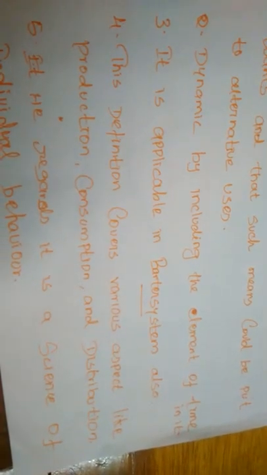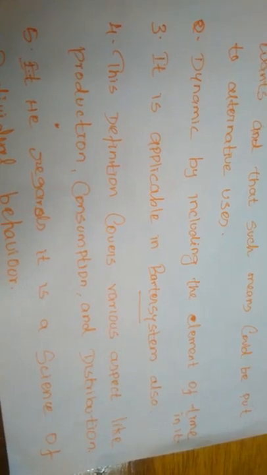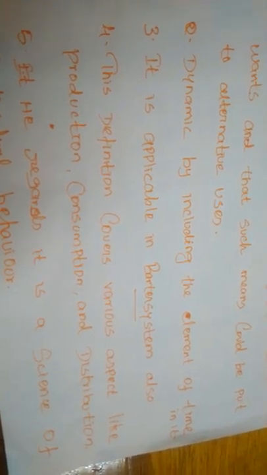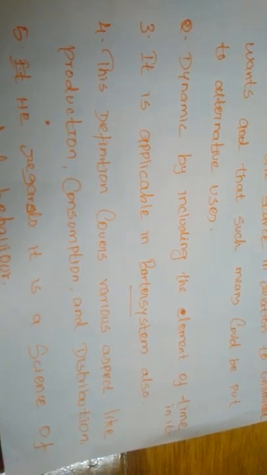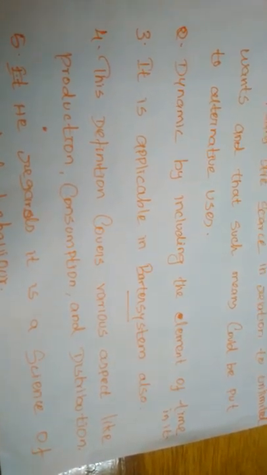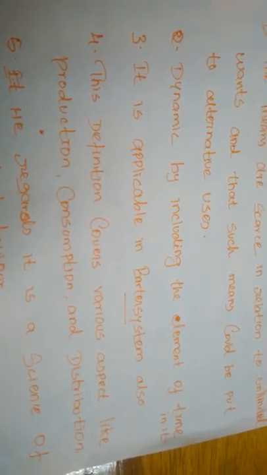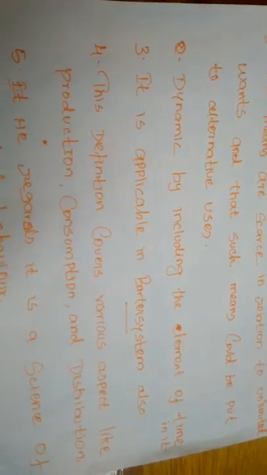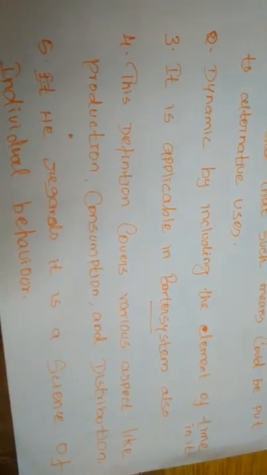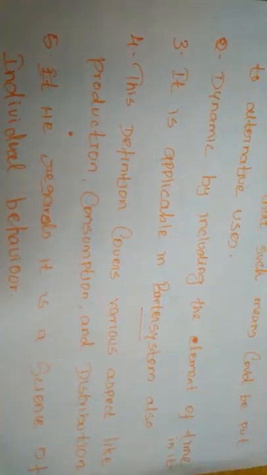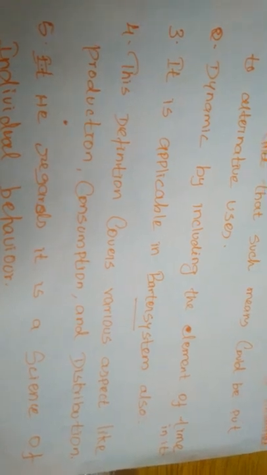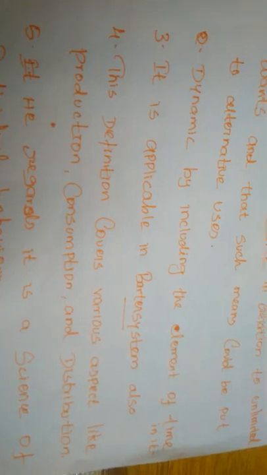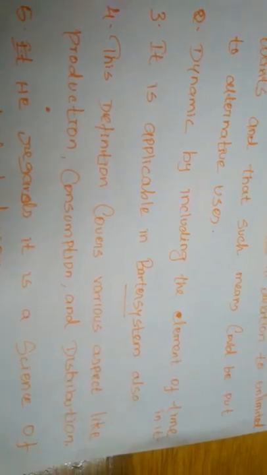And not only that, this definition covers various aspects of production, consumption, and distribution. But the last definition, the Robbins definition, does not cover this aspect. This aspect consists of macroeconomics. If you are considering production only, it will be considered microeconomics, but this definition also covers production, consumption, and distribution. When a definition covers these three aspects, we can say it covers both micro and macroeconomics.